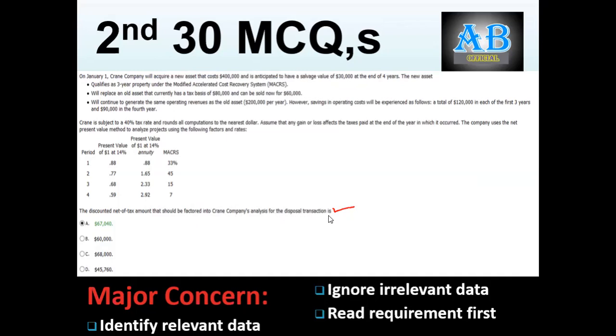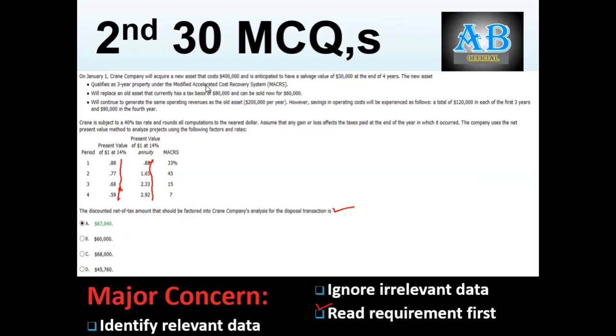Here, first of all, read the requirement. You may find the answer from your requirement, but in some scenarios, you may not. In that case, what do we have to do? Read the requirement first. Ignore irrelevant data. You may have irrelevant data in your question. Like here you have a discount factor as well as an annuity factor. So from these two things, you have to use one. From the data, you will find what area is relevant and what area is irrelevant.